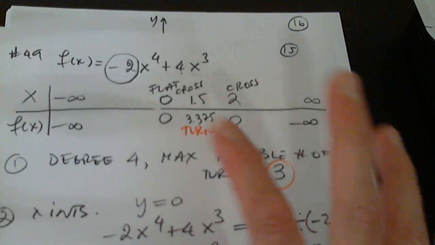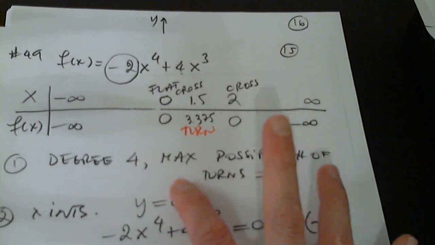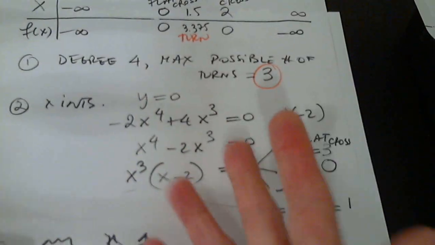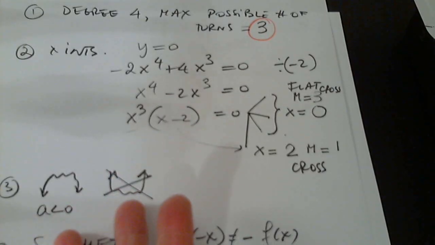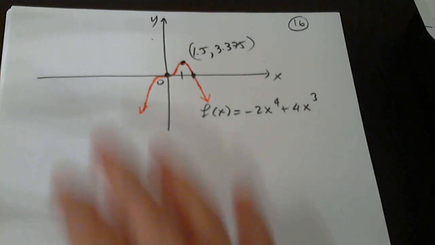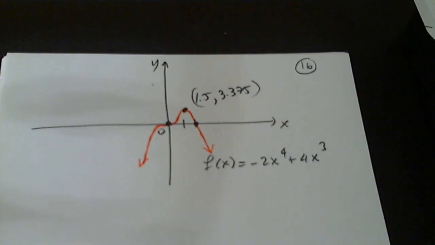Okay? This is good enough. If you know the degree, if you know the maximum possible number of turns, which means max min, if you find the x and y intercepts correctly, if you identify the end behavior correctly, if you check the symmetry and attempt the graph like we just did, it's good enough for me. There is no need for more work on this.